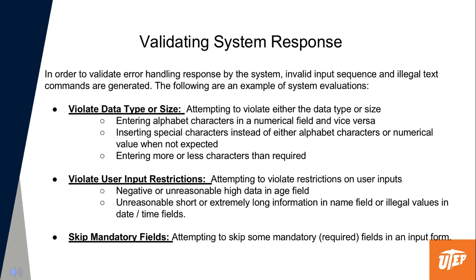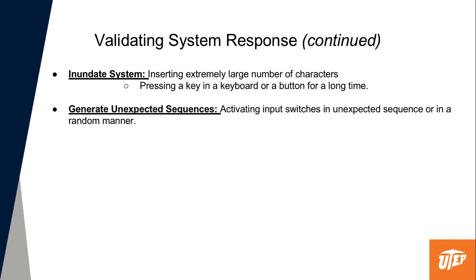Validating system response. In order to validate error handling response by the system, invalid input sequences and illegal text commands are generated. The following are examples of system evaluations. Violate data type or size. Violate user input restrictions. Skip mandatory fields. Inundate system. Generate unexpected sequences.